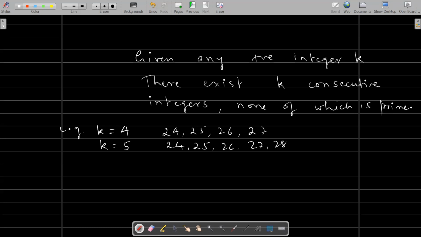So now before finding it for k, let's try it for, say, suppose I give you 10. Find 10 consecutive composite numbers. You get it, you can write it down in the chat box to me.